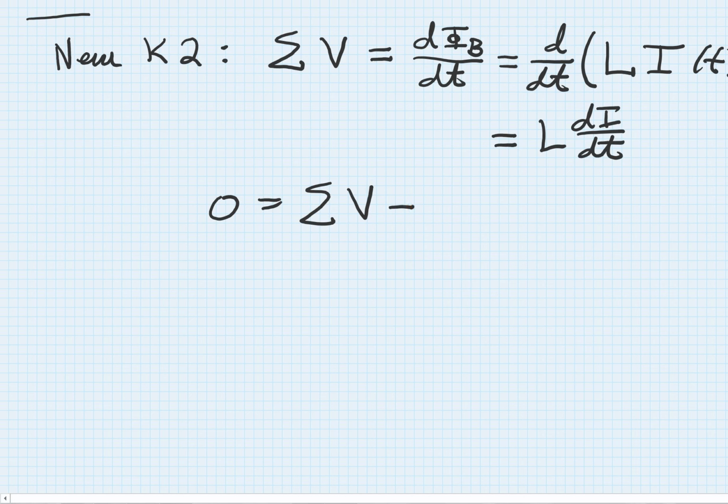So 0 is the sum of the voltages around the loop minus L times di/dt. What's nice about this form is, notice, it looks like I'm adding up voltages around my loop for every single element, and there's an additional term that acts like a voltage. It's an effective voltage that corresponds to the behavior of the inductor. So we can rewrite this as, I like to call it, the effective second Kirchhoff's law.